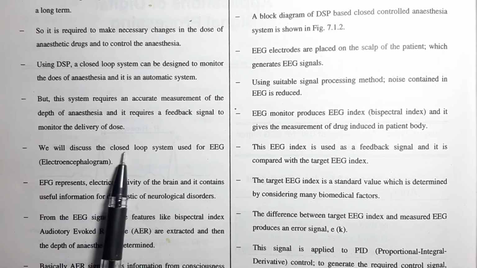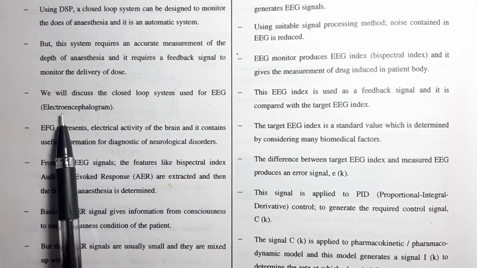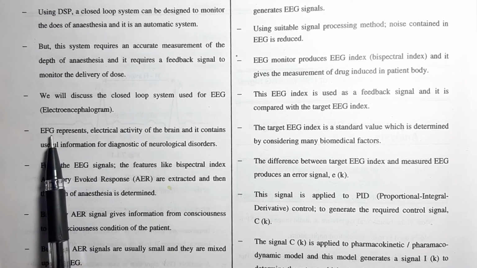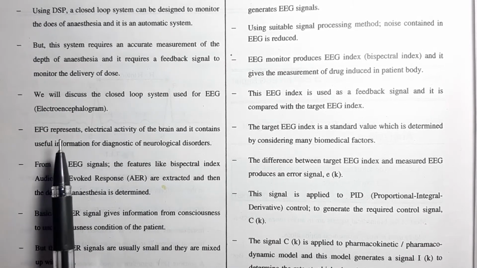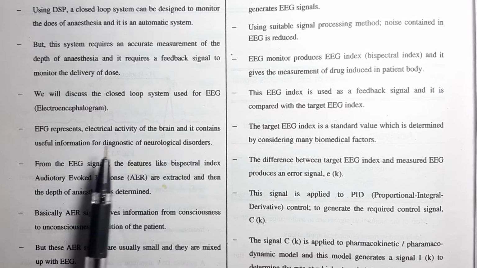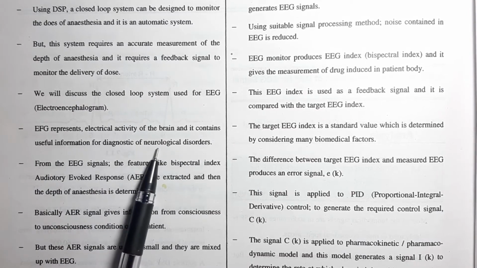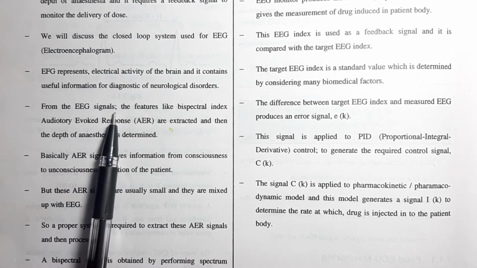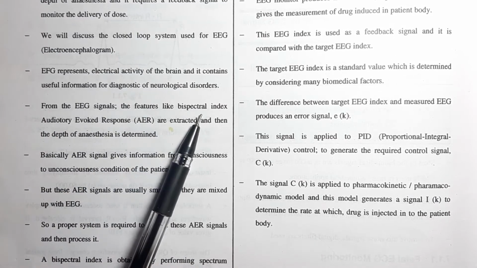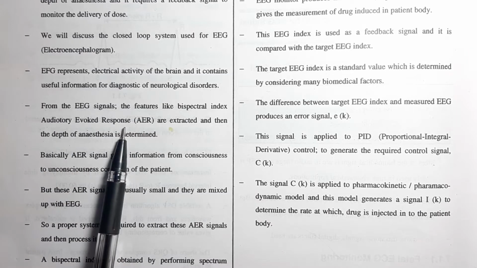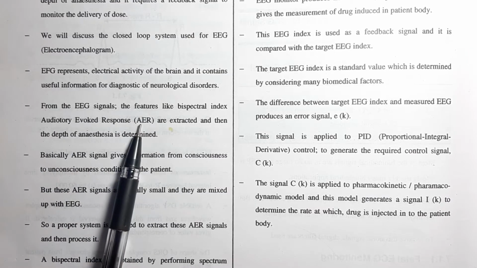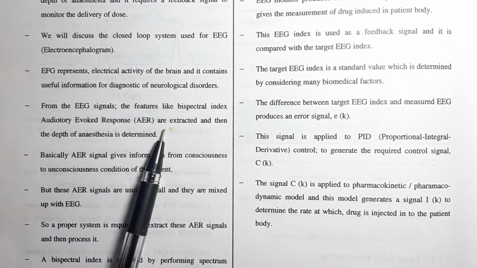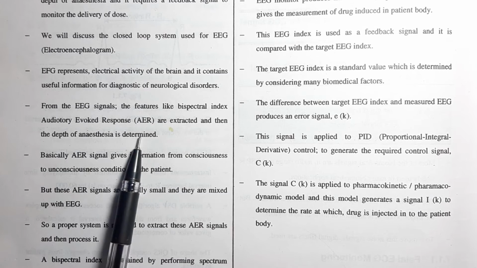So we'll discuss the closed loop system for EEG, or electroencephalogram. Now, EEG represents the electrical activity of the brain, and it contains useful information for diagnosis of neurological disorders. From the EEG signal, features like bispectral index and auditory evoked response, known as AER, are extracted, and then the depth of anesthesia is determined.